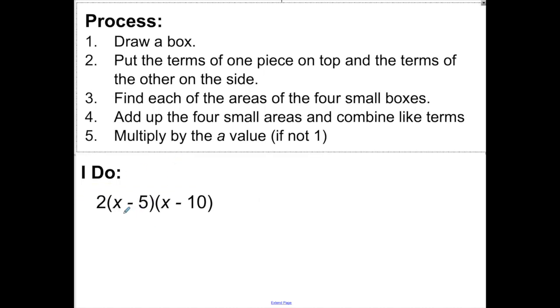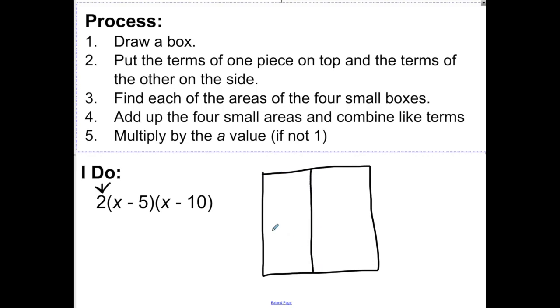All right, now this one's a little bit more challenging. You can see that I have an a that is not 1 anymore. So we're just going to have to think about that. So you start off the same way. You build your box. Here's x minus 5 and x minus 10. So I've got x squared minus 5x minus 10x plus 50.